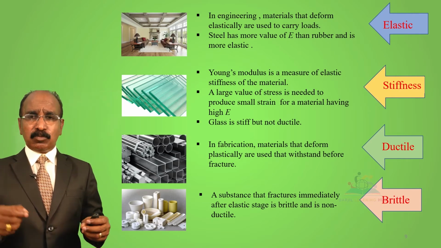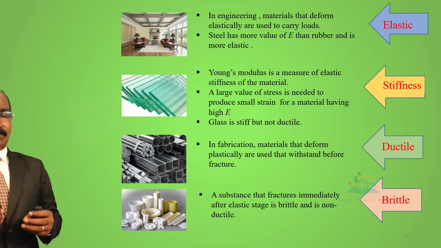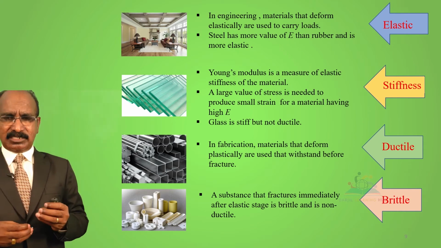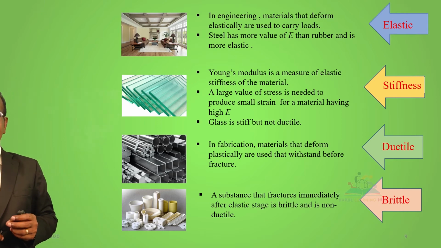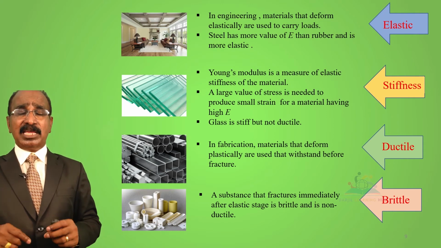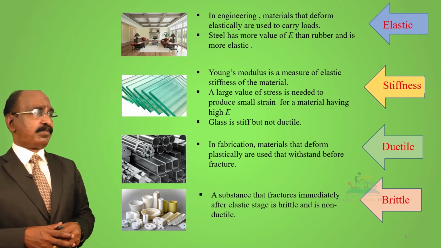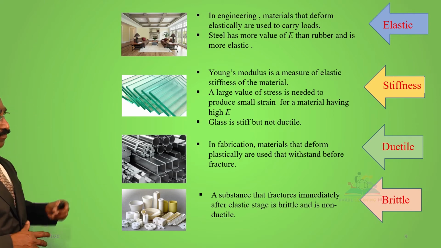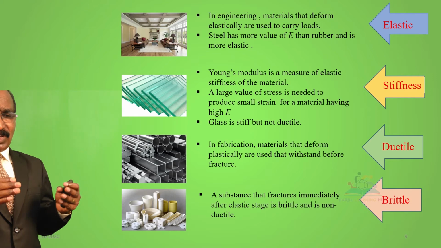The steel is more elastic than rubber, which may be very peculiar to us. We may think that rubber is elastic, but rubber is not that elastic. Which is more elastic? Steel is more elastic. That's why we are using it for engineering purposes and for construction purposes, and that is shown in the figure here.